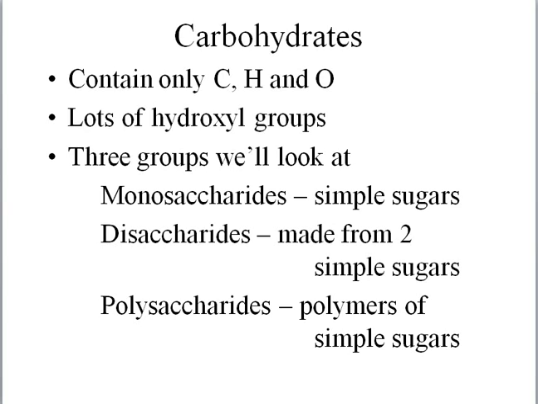Monosaccharides are generally smaller molecules, often called simple sugars. Disaccharides are made from 2 simple sugars. The largest sugars are polysaccharides. They're polymers of simple sugars.